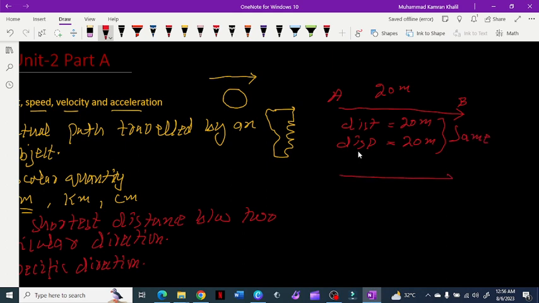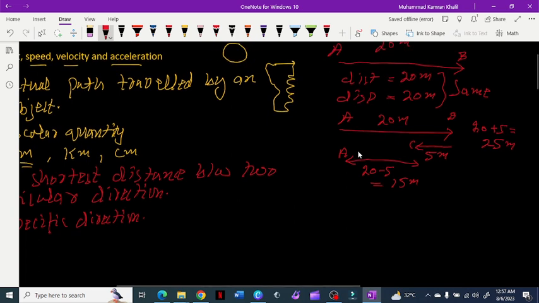If I move from A to B 20 meter and then from B to C in the backward direction for 5 meter, what is the total distance? Total distance traveled will be 20 plus 5, which is equal to 25 meter. For the displacement, the initial position is A and the final position is C. So what is the gap left? 20 minus 5, which is equal to 15 meters. So when you start moving backward toward the original destination, your displacement will start decreasing.